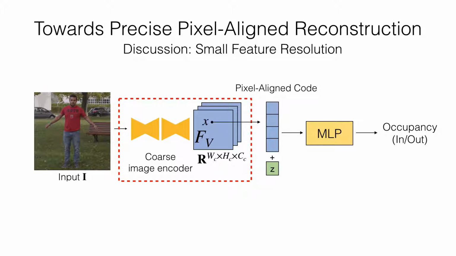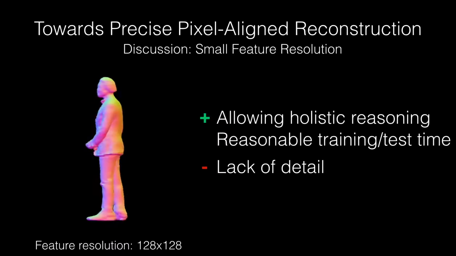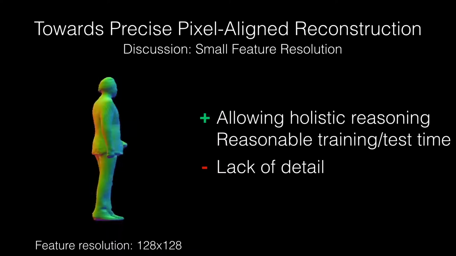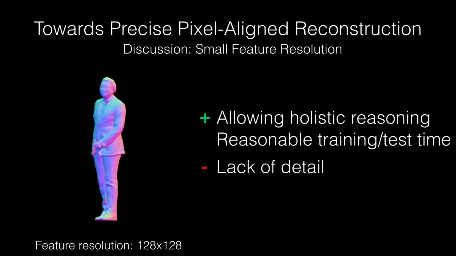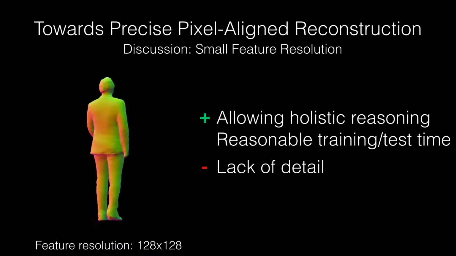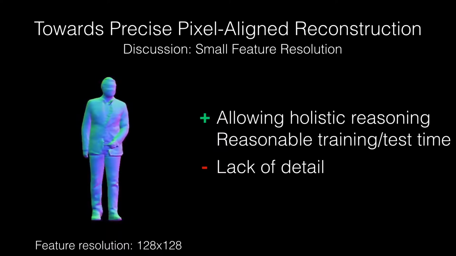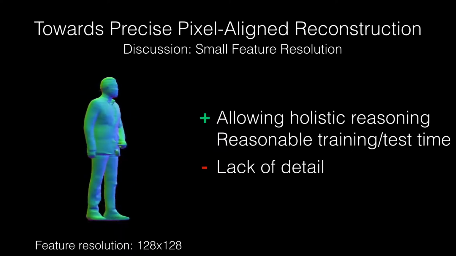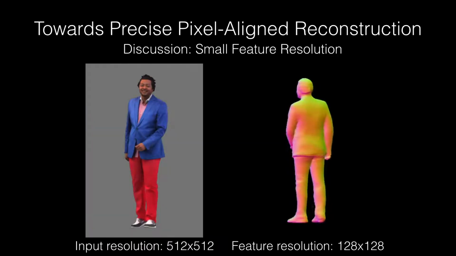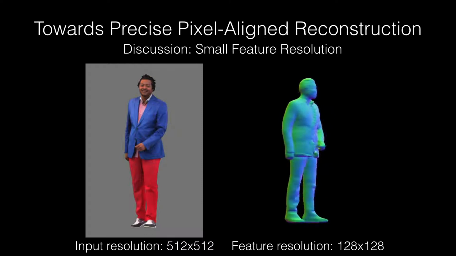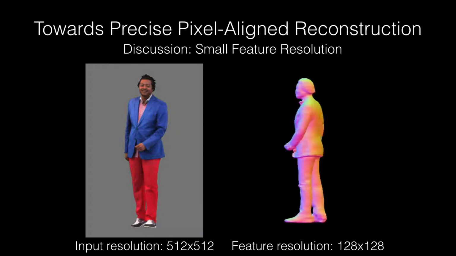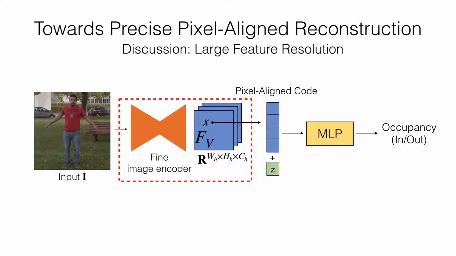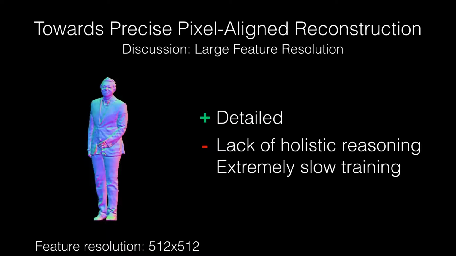The original PIFu implementation utilized an image encoder that has downsampling operation to keep the spatial resolution small for the following reasons. First, small feature resolution allows holistic reasoning, as 3D reconstruction requires absolute location of where the surface is. Holistic reasoning is indispensable. Moreover, small resolution allows us to train the model with a reasonable amount of time. The downside is limiting the expressiveness up to the small resolution, resulting in less detailed reconstruction than the original input image. What about utilizing a shallow but high-resolution image encoder?